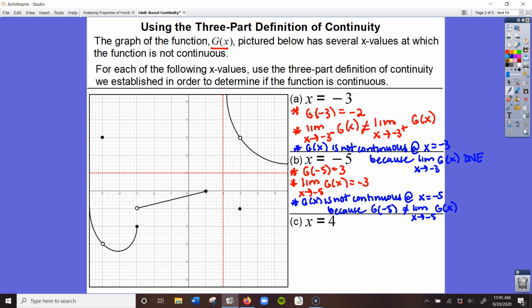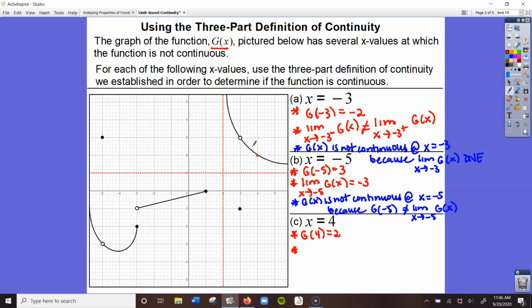Moving on to our last example here, we're trying to determine if the function is continuous at x is equal to 4. Now I can look at the graph and I do see that there are no holes, no jump discontinuities, no infinite discontinuities. So I know that it is continuous, but we still have to show all three conditions as being satisfied in order to prove that it is continuous. So the first condition, which is the defined value at x is equal to 4, and when I look at the graph, g of 4 is equal to 2.